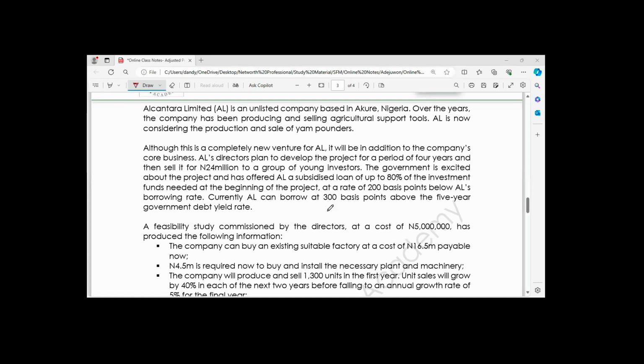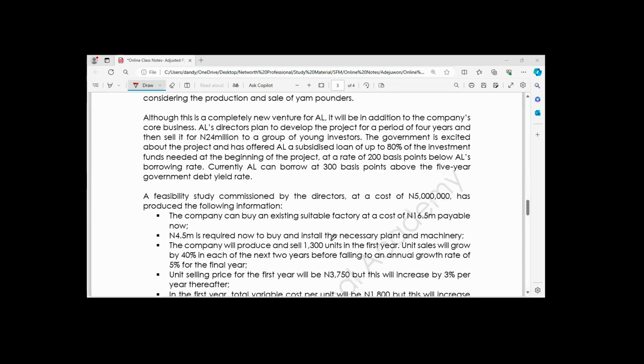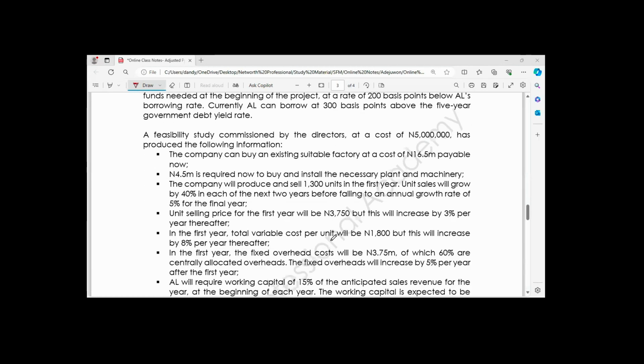A feasibility study commissioned by the directors at a cost of 5 million had produced the following information. One, the company can buy an existing suitable factory at a cost of 16.5 million payable now. Two, 4.5 million is required now to buy and install the necessary plant and machinery. Three, the company will produce and sell 1,300 units in the first year.